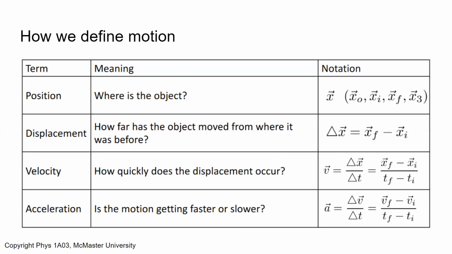And then acceleration is essentially asking, is the object getting faster or slower? So acceleration is related to the change in velocity over a certain period of time. It can also be expressed as the final velocity minus the initial velocity, and then the change in time is the final minus the initial time.